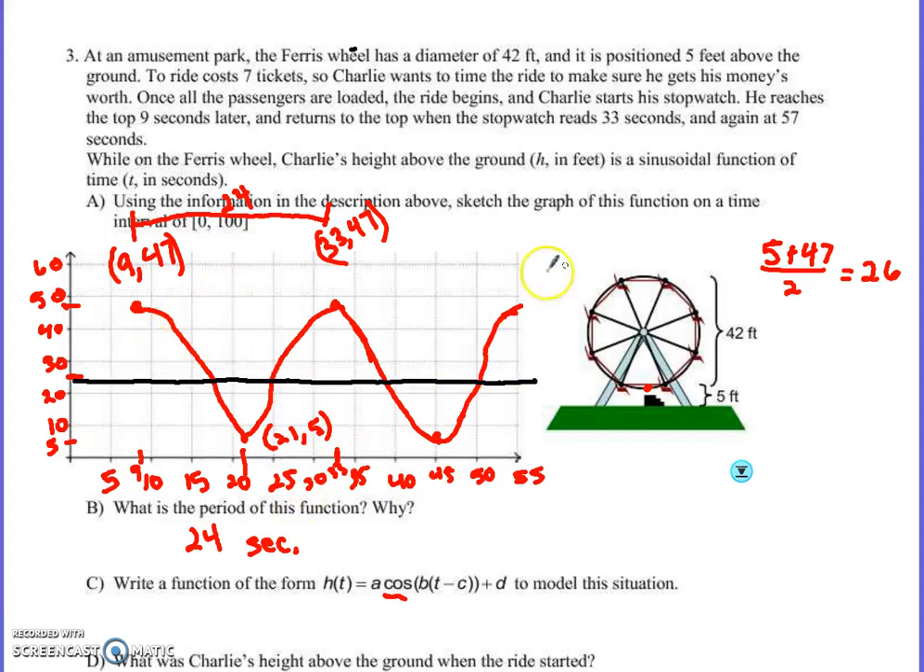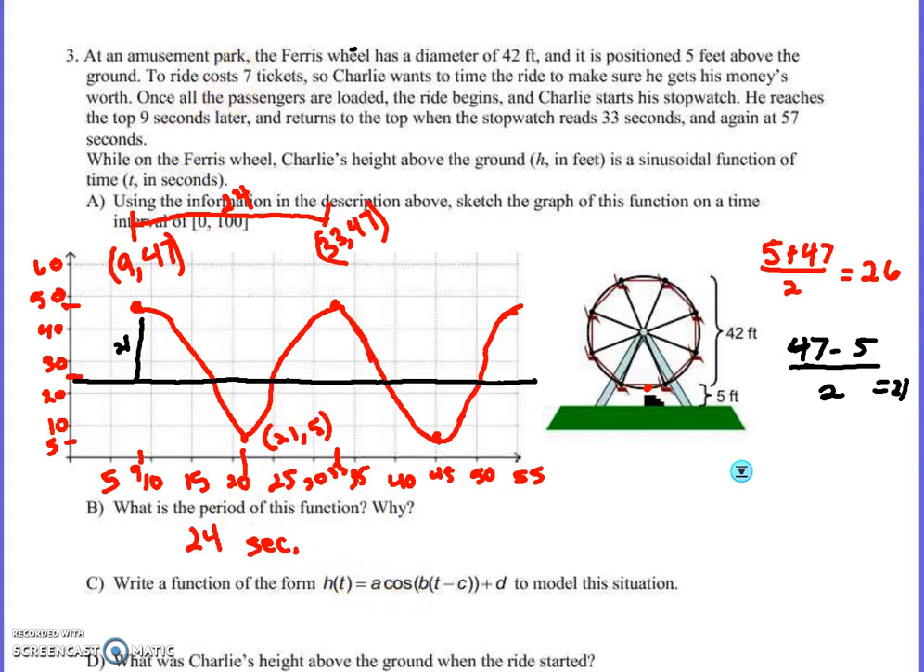And if you want to find out what half of that is, if we do 47 minus 5, that is 42, and divide it by 2, that tells us it's 21. So it's 21 above and 21 below. So we now know we just found the A value and we also found the D value.